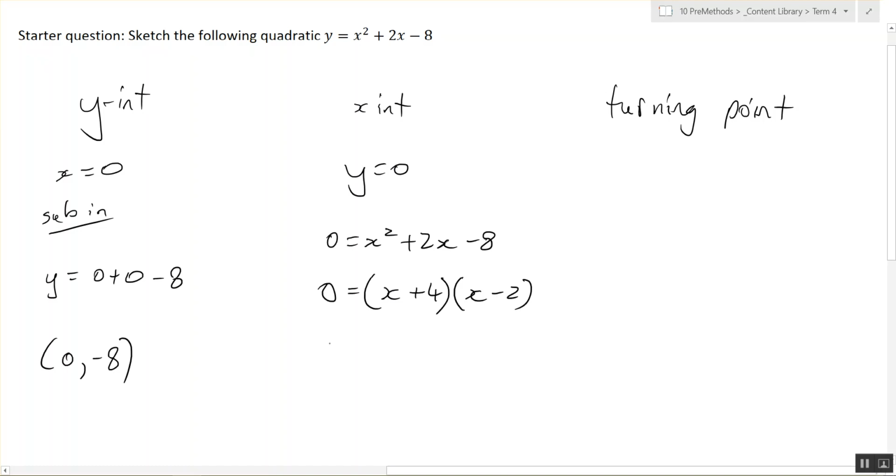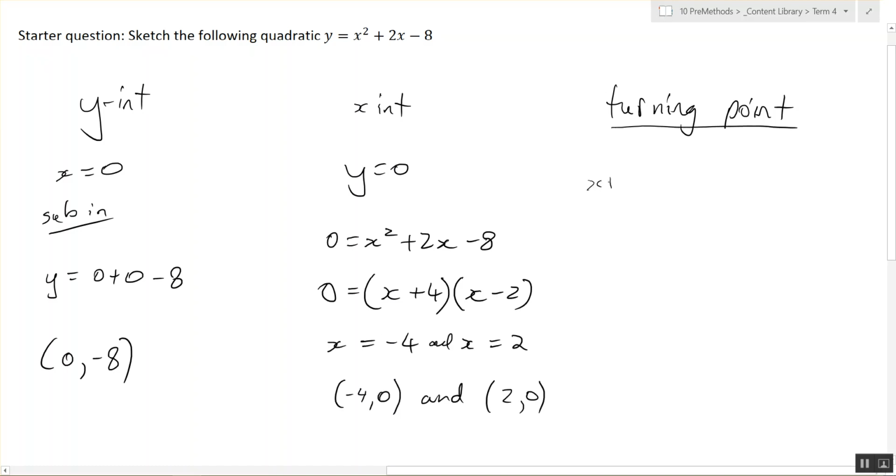Yep. So the x of the turning point is equal to x1 plus x2 divided by 2. So negative 4 plus 2 divided by 2. Negative 4 plus 2 is negative 2. Divided by 2 is negative 1. Okay? So we've got the x of the turning point. What do we do with that? Put it back into the equation to find the y.